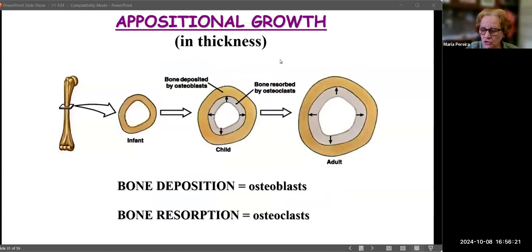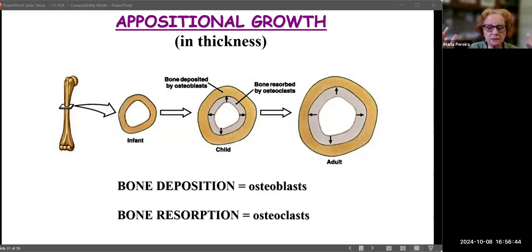What about appositional growth, the growth in thickness? Here you see a cross section of one of these long bones, the femur. In an infant, the medullary cavity diameter is quite small, and it has a layer of compact bone around it.